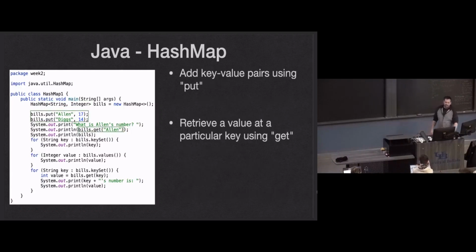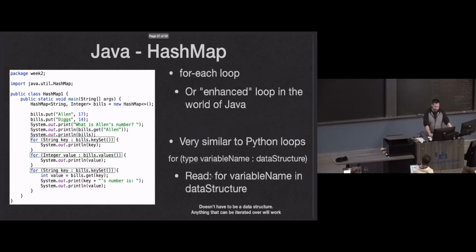We want to add things, add a key-value pair: put. It takes two arguments, key and value. If we want to get the value at a specific key, .get. I don't have a lot to say about that. It should be pretty familiar. And the new thing that we're going to see is the for each loop.